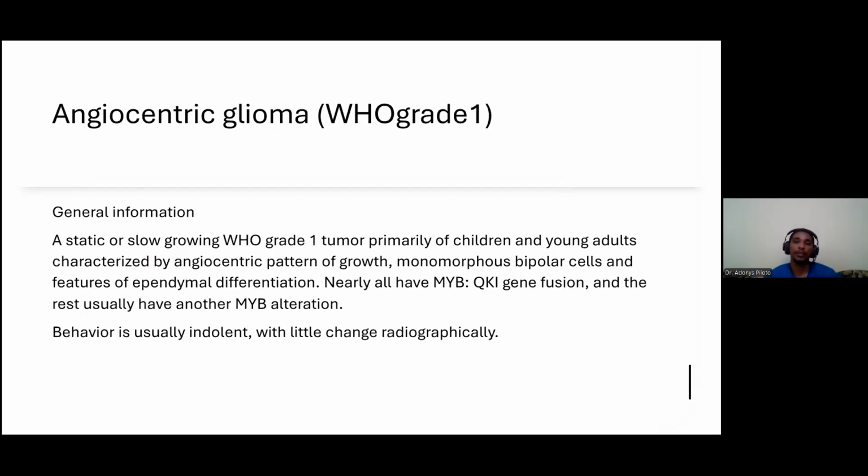Angiocentric glioma, WHO grade 1, is a static or slow-growing grade 1 tumor, primarily of children and young adults, characterized by an angiocentric pattern of growth, monomorphous bipolar cells, and features of ependymal differentiation. Nearly all have a MYB-QKI gene fusion, and the rest usually have another MYB alteration. Behavior is usually indolent with little change radiographically.